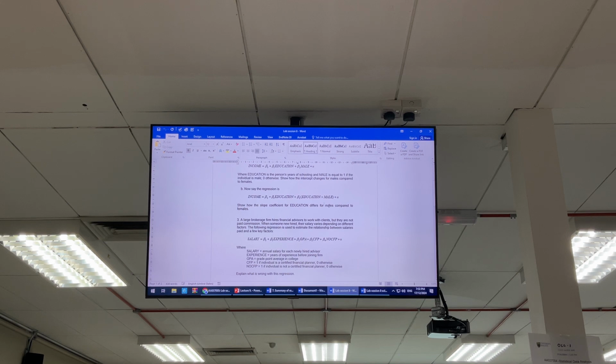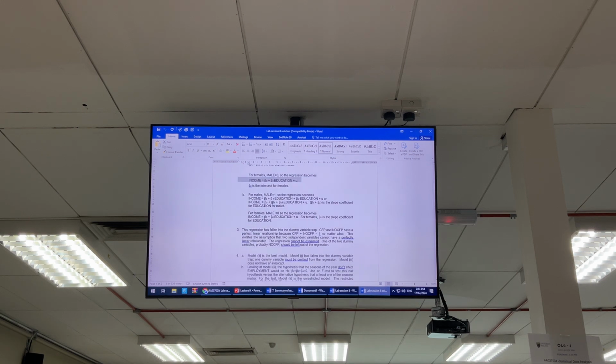B. For B, we have an interaction between the independent variable education and male. Show how the slope coefficient for education differs for male compared to female. If male equals 1, then we have the intercept beta 0, and the slope beta 1 education plus beta 2 education, so the slope for male is beta 1 plus beta 2. For female, when male equals 0, we have the intercept beta 0 and slope beta 1. So the second equation only allows the model to differentiate the two categories, male and female, in terms of the slope.